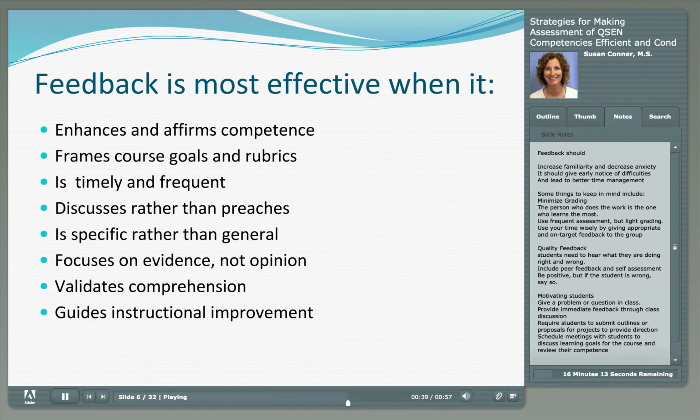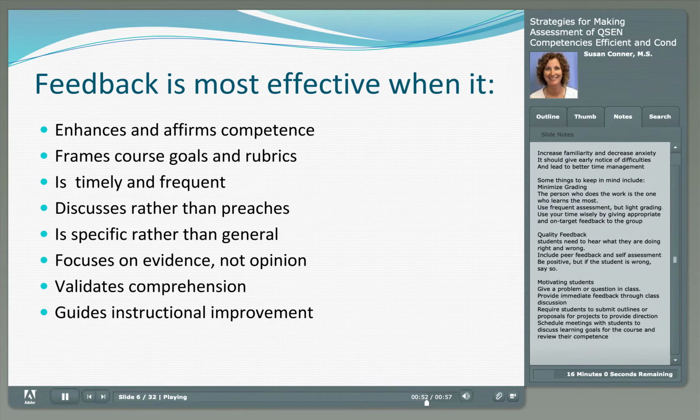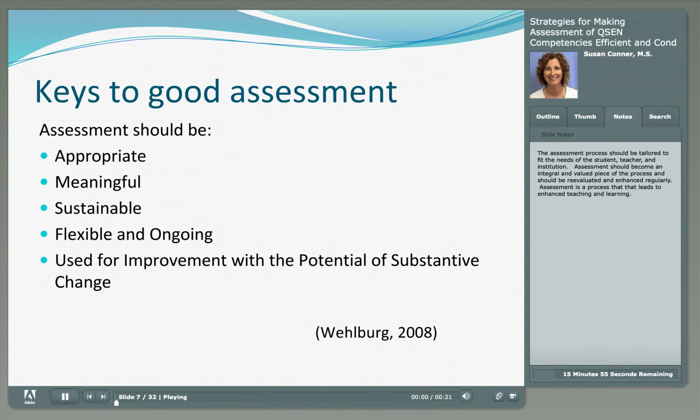Motivating students: give a problem or question in class. Provide immediate feedback through class discussion. Require students to submit outlines or proposals for projects to provide direction. Schedule meetings with students to discuss learning goals for the course and review their competence. The assessment process should be tailored to fit the needs of the student, teacher, and institution. Assessment should become an integral and valued piece of the process and should be re-evaluated and enhanced regularly. Assessment is a process that leads to enhanced teaching and learning.